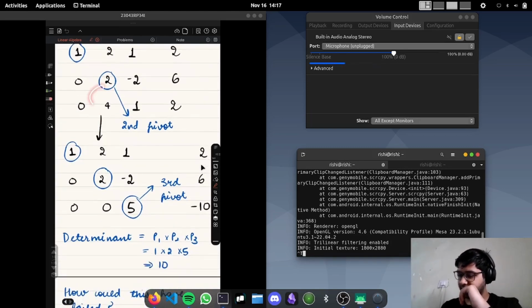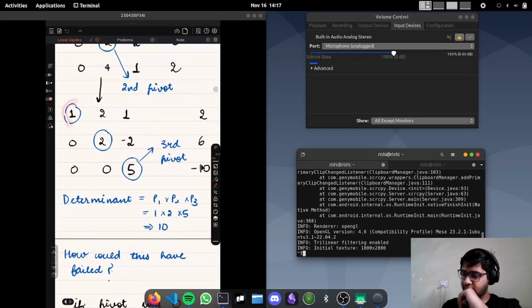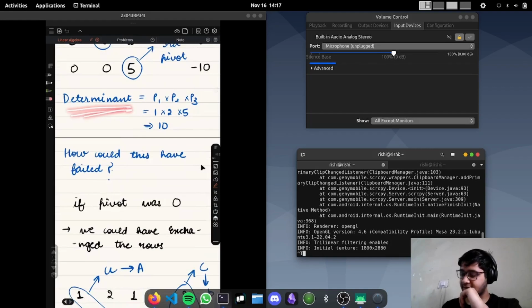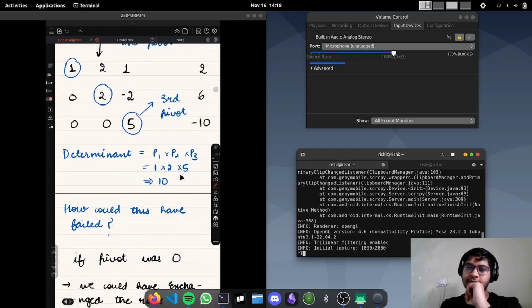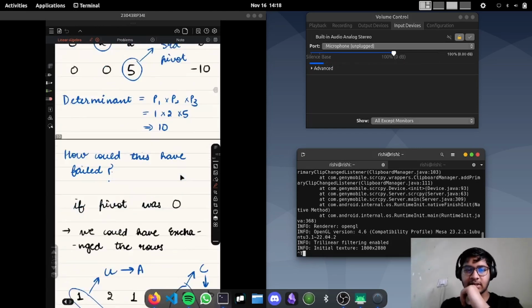We will do the same for this, and we now have the 3 pivots of a 3 by 3 square matrix, which explains that the multiplication of all these 3 pivots gives us the determinant. This is just an observation about the determinant calculation.